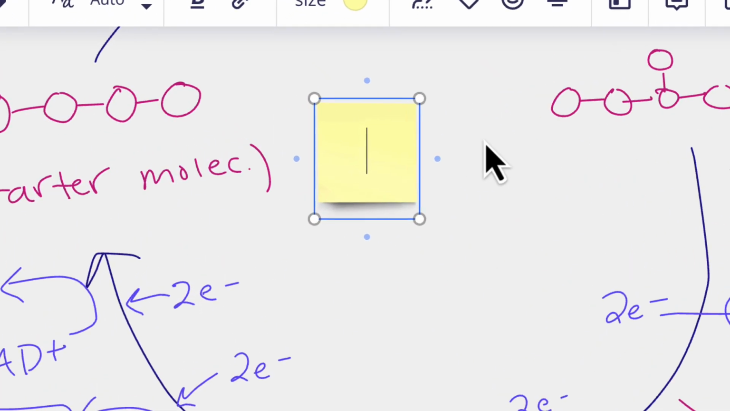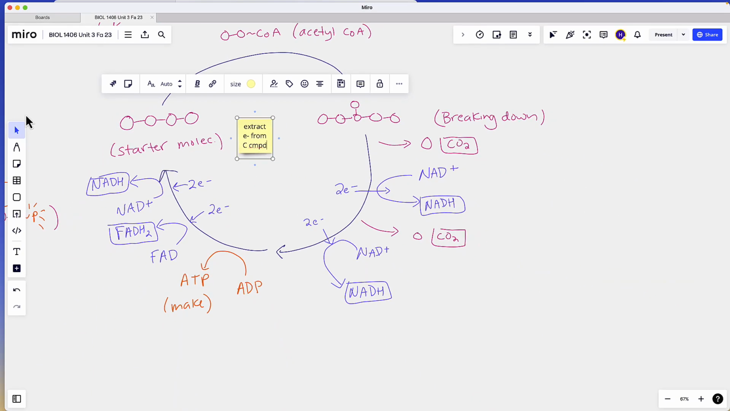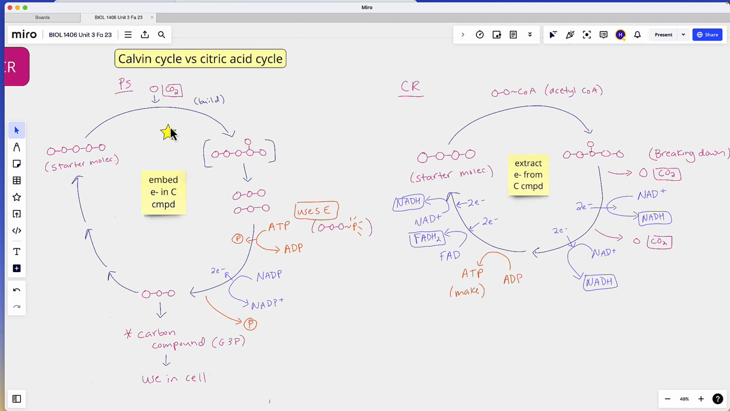If I had to say the overall purpose of the citric acid cycle, I'd say it's to extract electrons from a carbon compound, an organic molecule. So to compare the Calvin cycle to the citric acid cycle, you can see their opposite purposes: embedding electrons in a carbon compound in the Calvin cycle in photosynthesis, extracting electrons from a carbon compound in the citric acid cycle in cellular respiration. It is a building overall process in the Calvin cycle versus an extracting or breaking down process in the citric acid cycle.